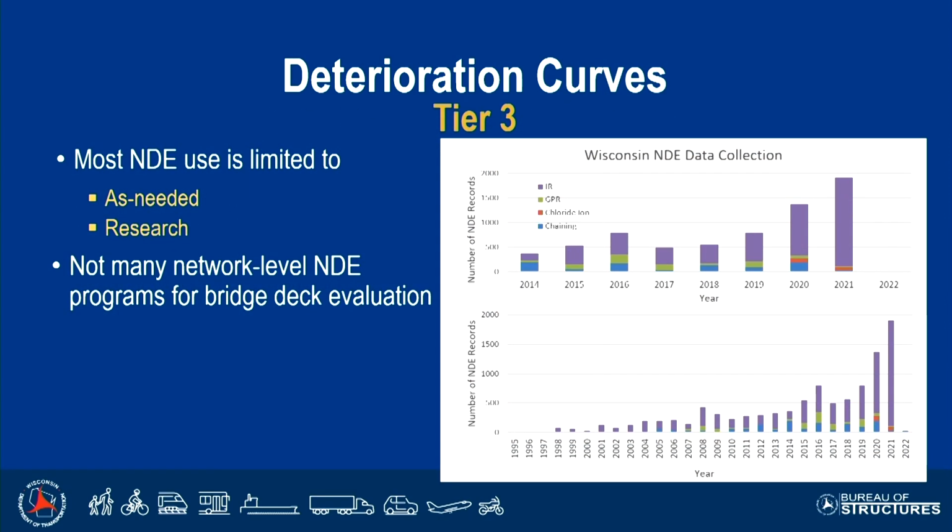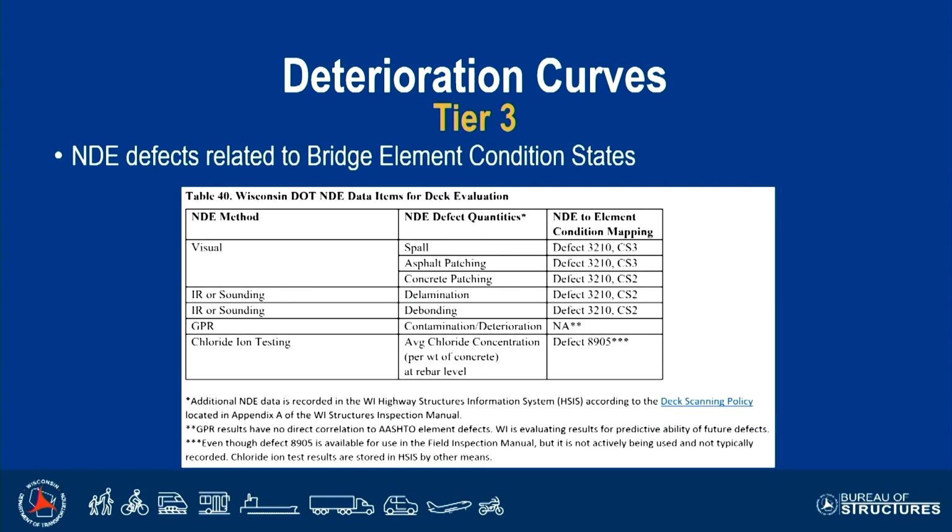For NDE, a lot of states just perform it as needed or on a research basis. Not many had a network level program. In Wisconsin, this is just a chart of what we're doing and a breakout of IR versus GPR, chloride ion, and chaining. And then this is just how Wisconsin currently translates between NDE and condition state quantities.